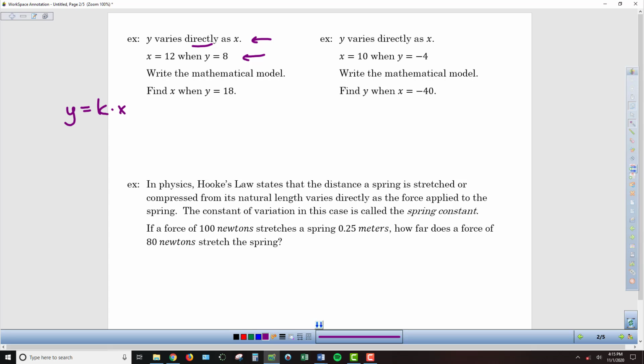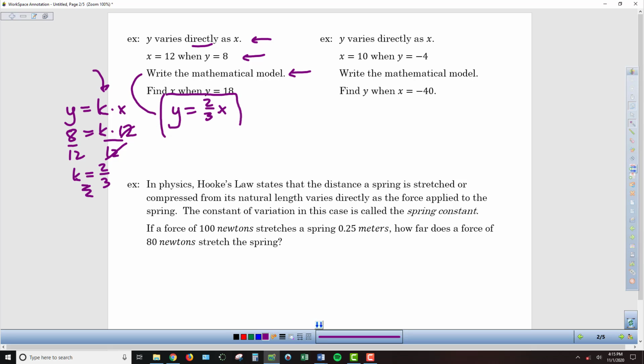In this case, it says that when x is 12, y is 8. So I'm just going to substitute 8 for y, and then I'm going to plug in 12 for x. Now I need to solve for k. I need to know what that constant of variation is. If I divide both sides by 12, I get k equals 8/12, which reduces to 2/3. So there's my constant of variation, and now I'm ready to write my mathematical model for this particular problem. That's my y equals kx equation with just the constant of variation plugged in. So my model equation for this one is y equals 2/3 x.